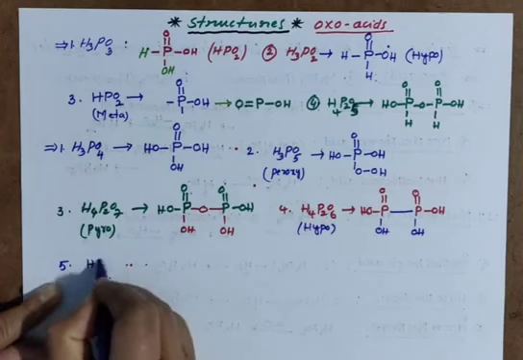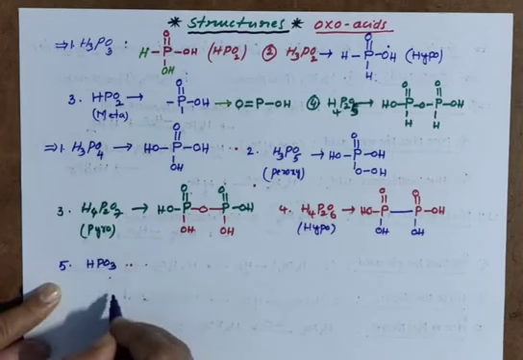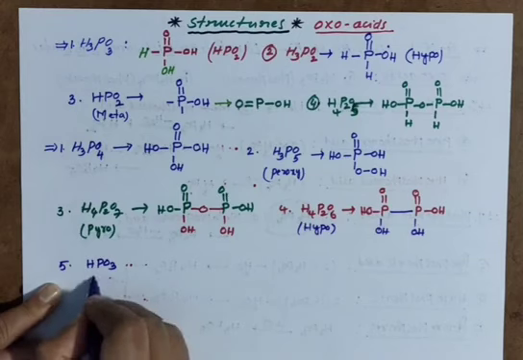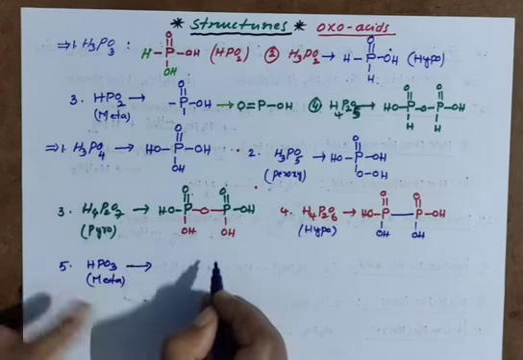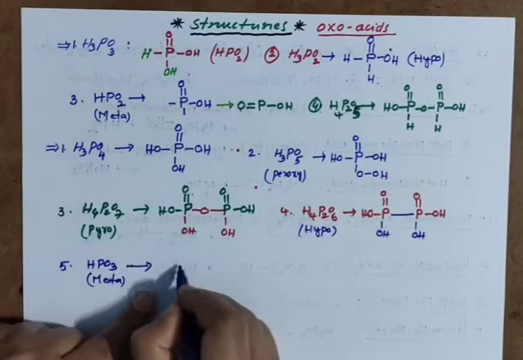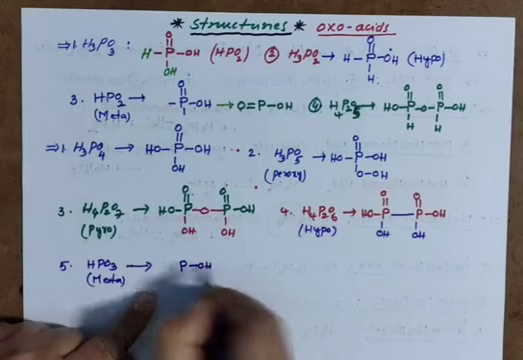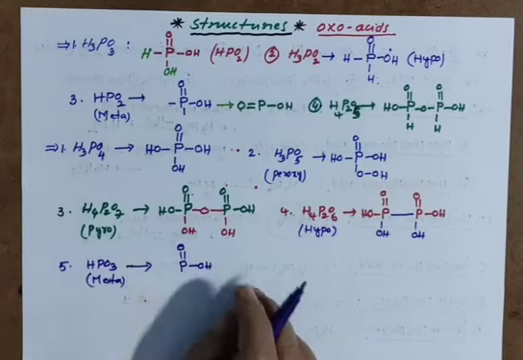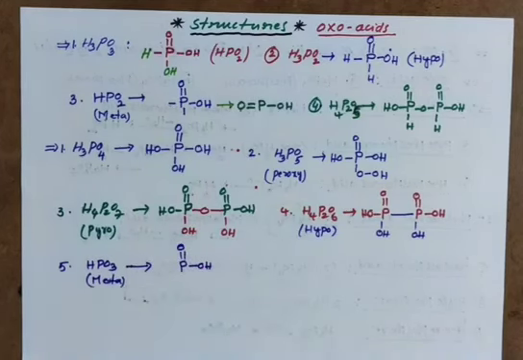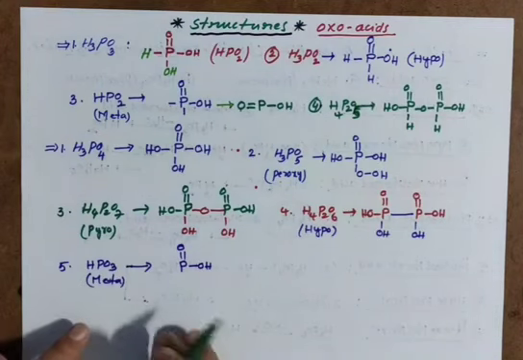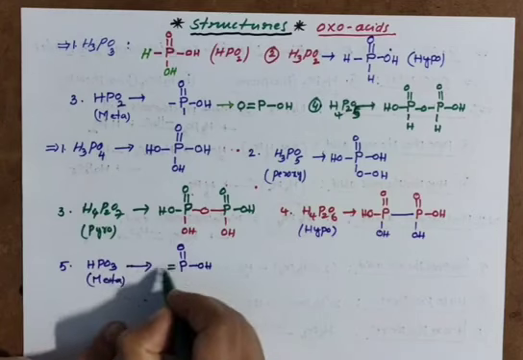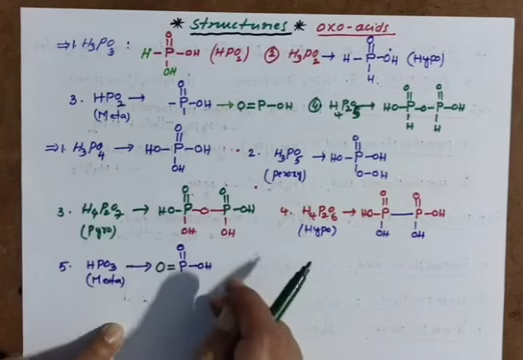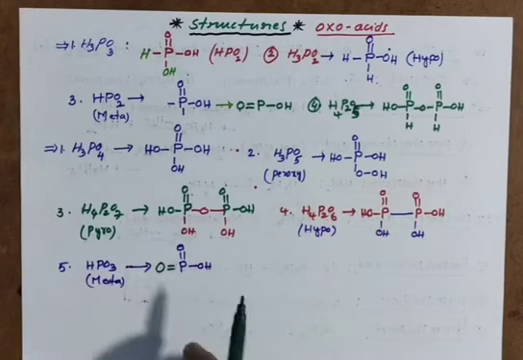HPO3. What is HPO3? Metaphosphoric acid. What is the basic unit I told? P, one OH, one double bond. This is the basic unit. Clear? And how many are remaining? One oxygen is left. This one oxygen is bonded with a double bond. So total 5 completed. Here 5, therefore total 9 structures.